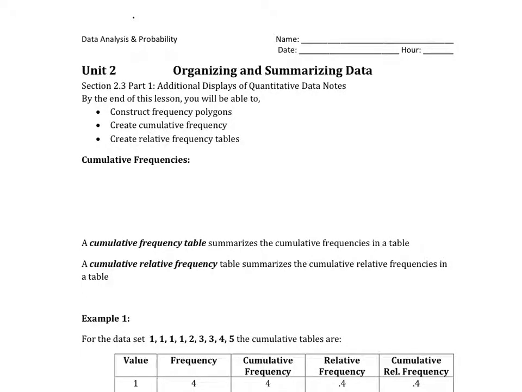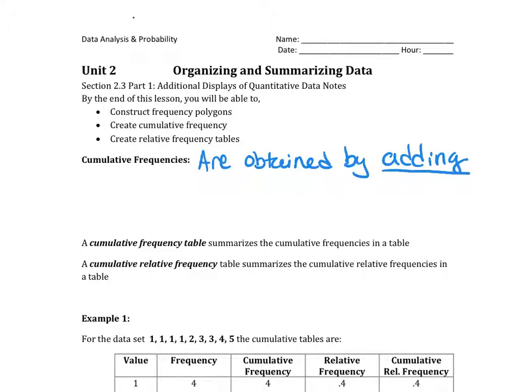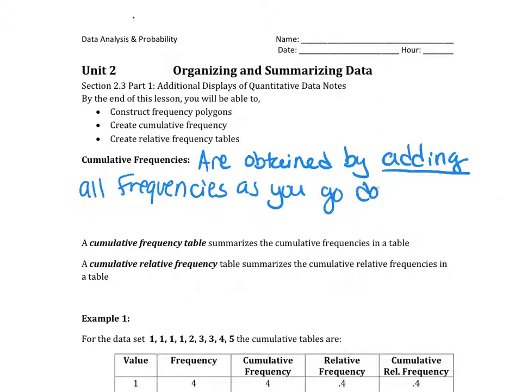The first additional way to display data is by using cumulative frequencies. These are obtained by adding all the frequencies as you go down your table. So it's also like a running total kind of idea.